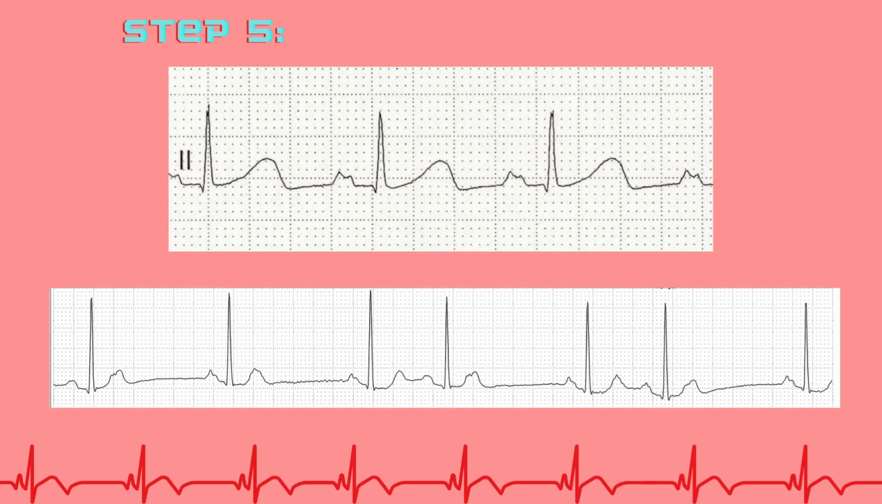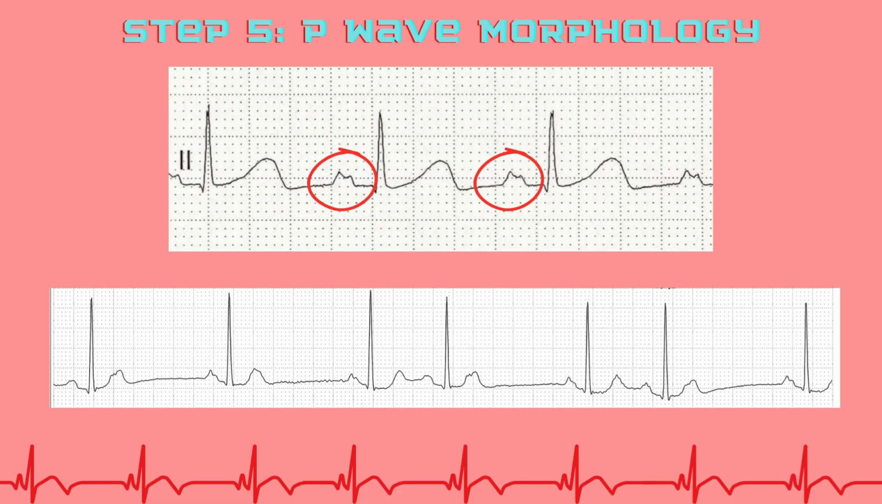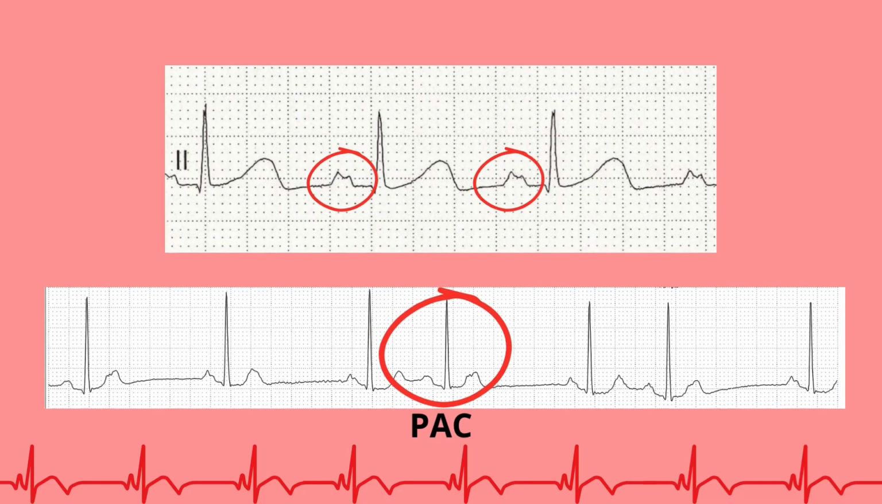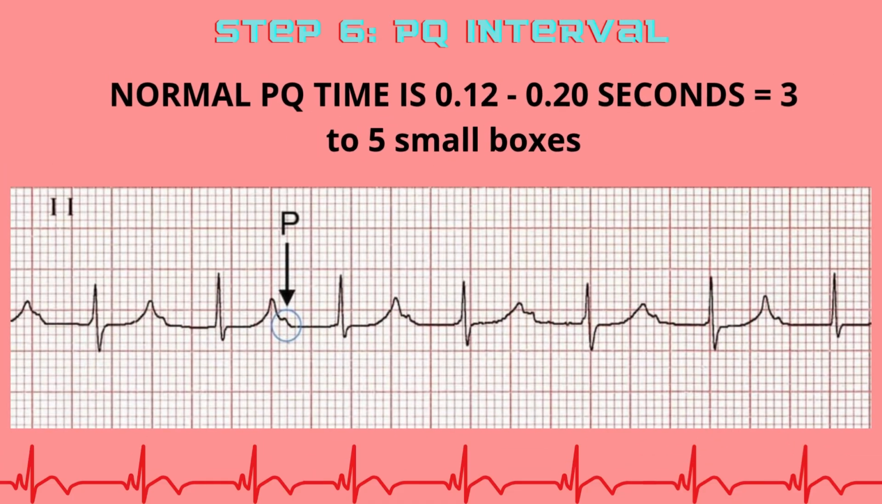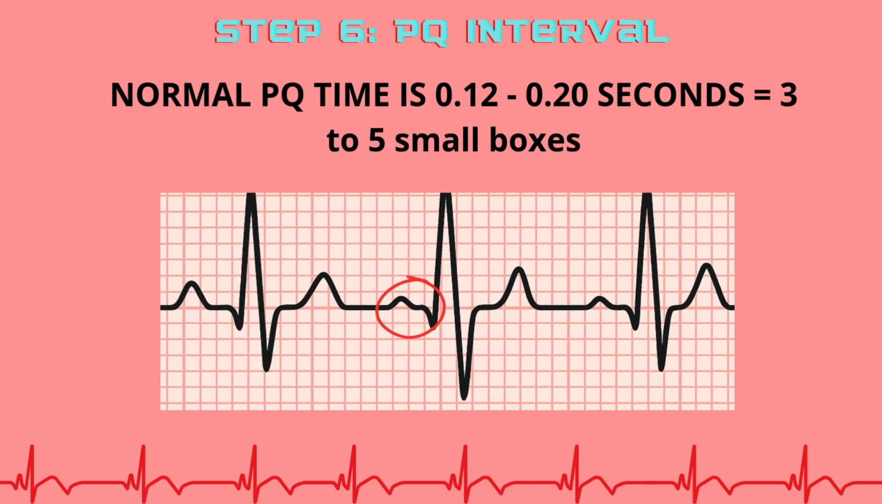Step 5 is P-wave morphology. Check for signs of atrial enlargement or ectopic atrial activity. Look especially in leads 2 and V1. Step 6 is the PQ interval. A normal PQ interval is 0.12 to 0.20 seconds. A prolonged PQ interval is a first-degree AV block, and a shortened PQ interval suggests a pre-excitation or ectopic origin.